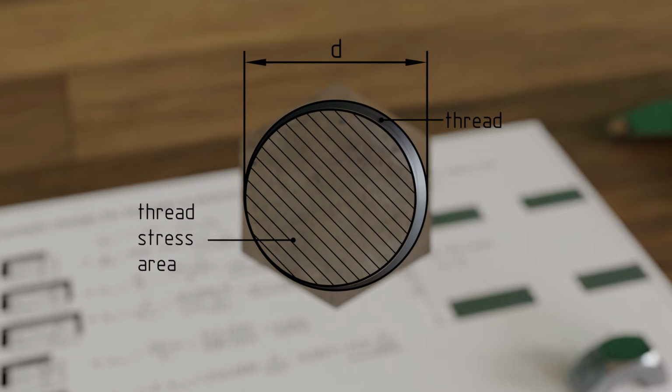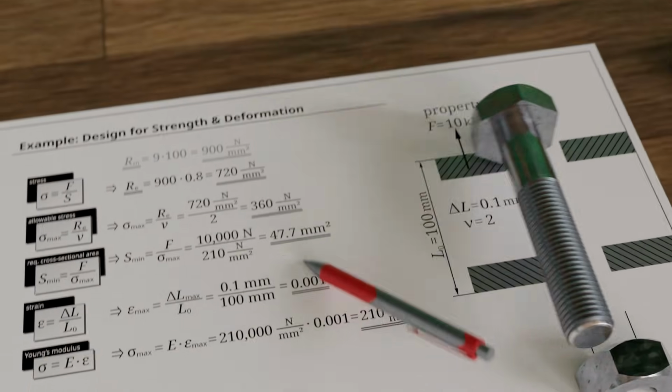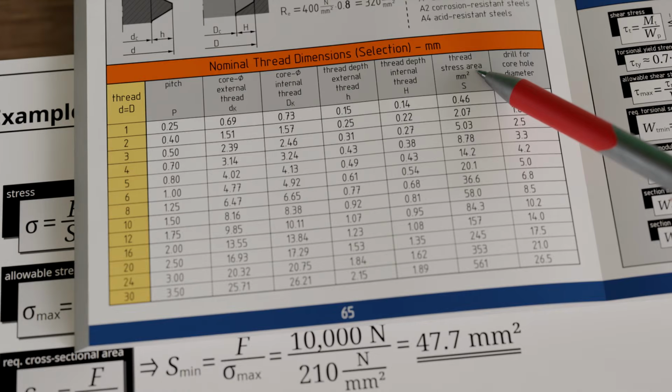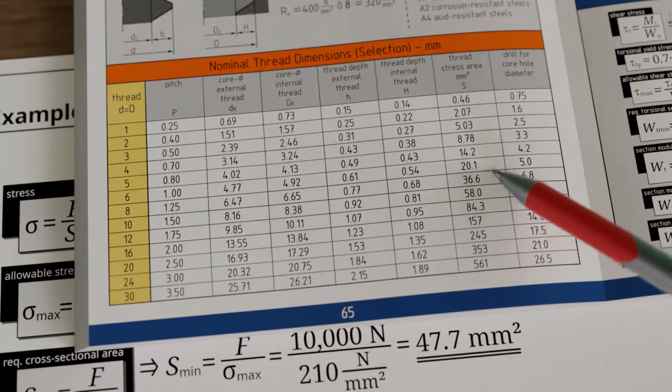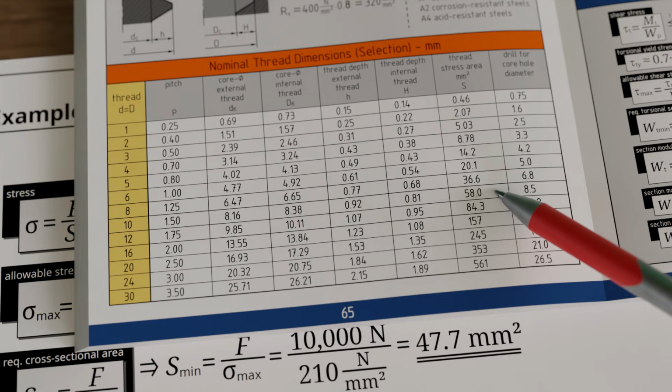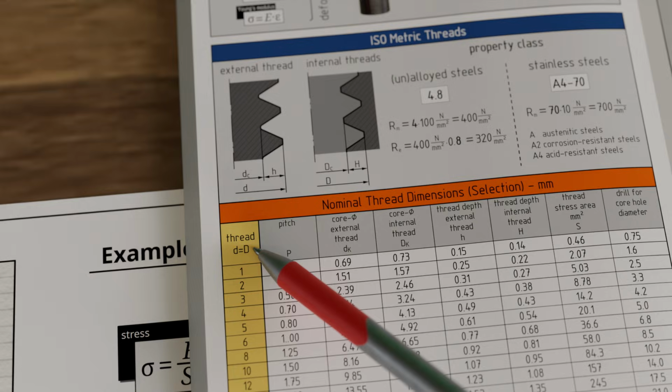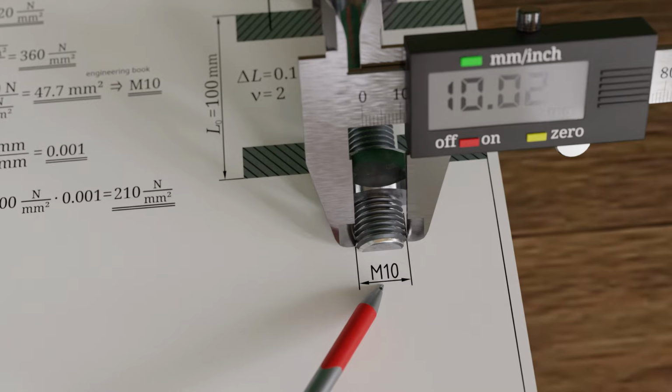In this case, we need a bolt with a thread stress area of at least 47.7 square millimeters. Looking at the relevant tables for metric threads, the first size exceeding this value is 58 square millimeters, corresponding to thread size M10 with a nominal diameter of 10 millimeters. Thus, M10 is the appropriate bolt size that meets both strength and deformation requirements.